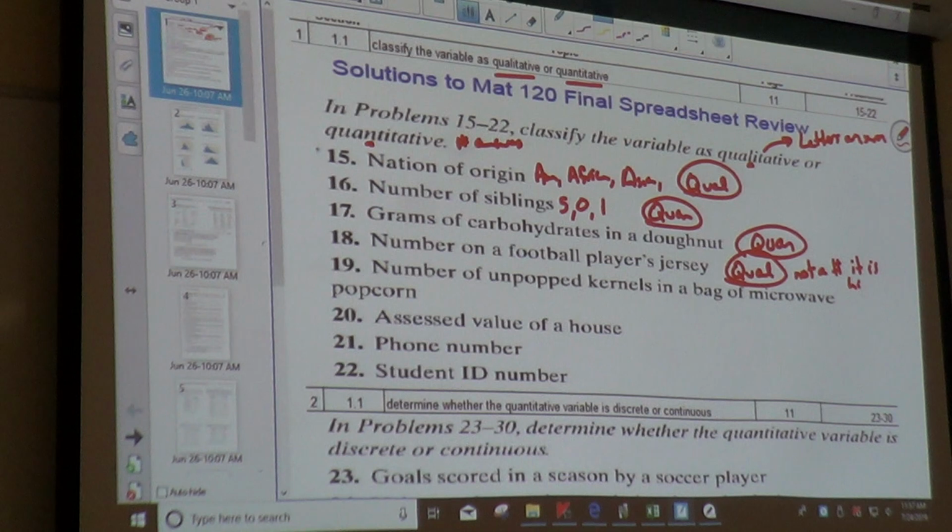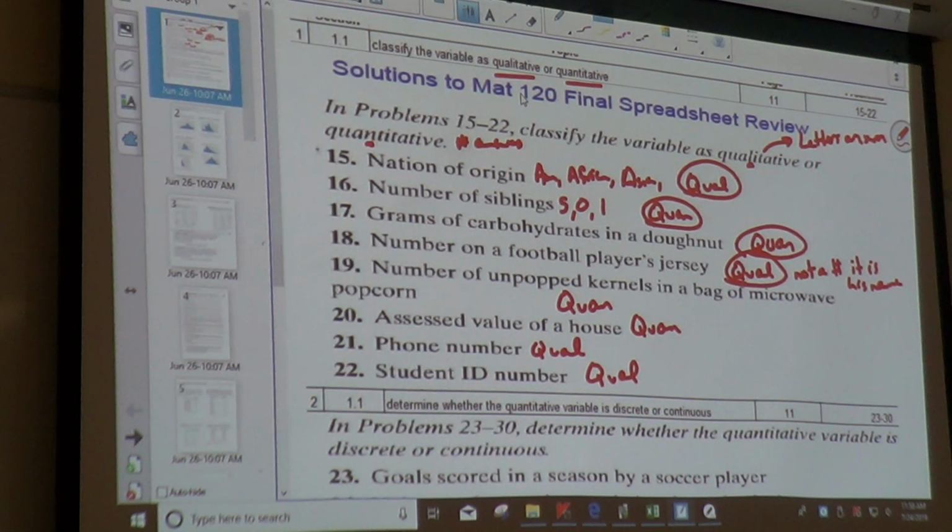It is his name. Number of unpopped kernels in a bag of popcorn. That's a number, quantitative. Assessed value on a house. A number. Phone number. Letter or number? That's a letter. When you dial up that, you get your name, you get your address. Student ID number. That's a letter. It's kind of like when I type in your ID, your name pops up. So even though it's a number, it's really not a number, it's a name.